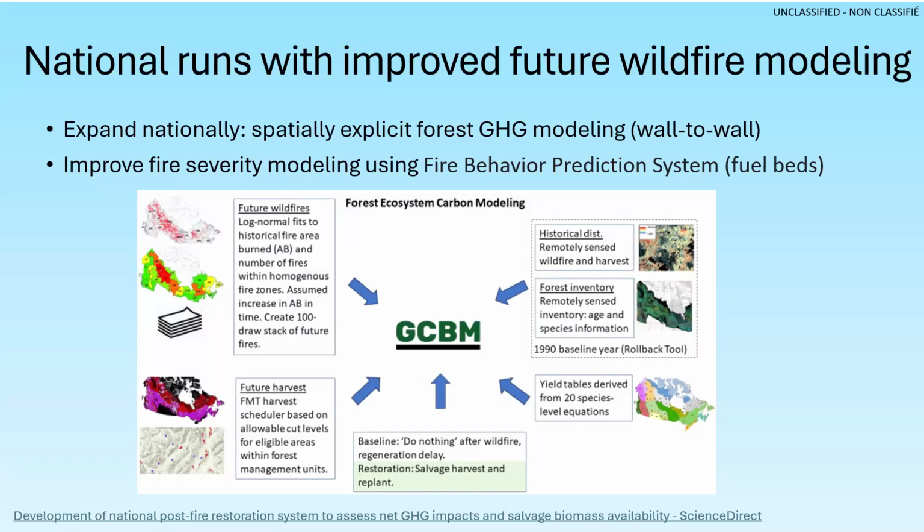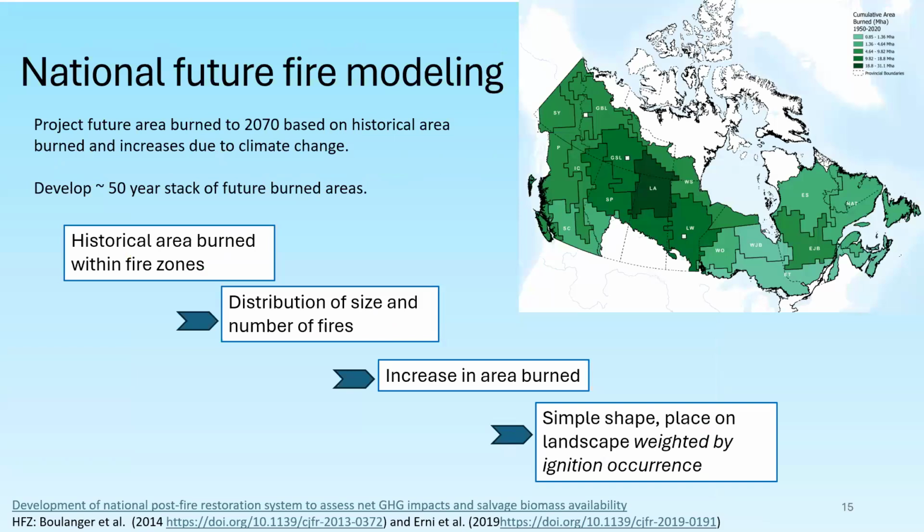So this was a big challenge to go spatially explicit, but it allowed us more opportunities for examining the wildfire question outside of BC. So how do we model fire? What the model needs are projected maps of the area that burns, and we're modeling out to 2070. And so we're using the past to inform the future, and we're assuming that the area burned increases due to climate change.